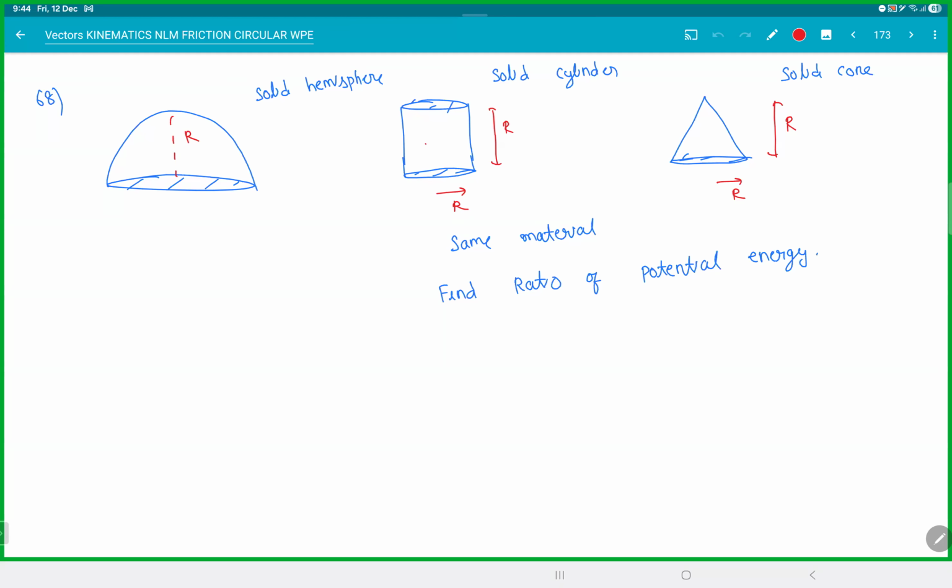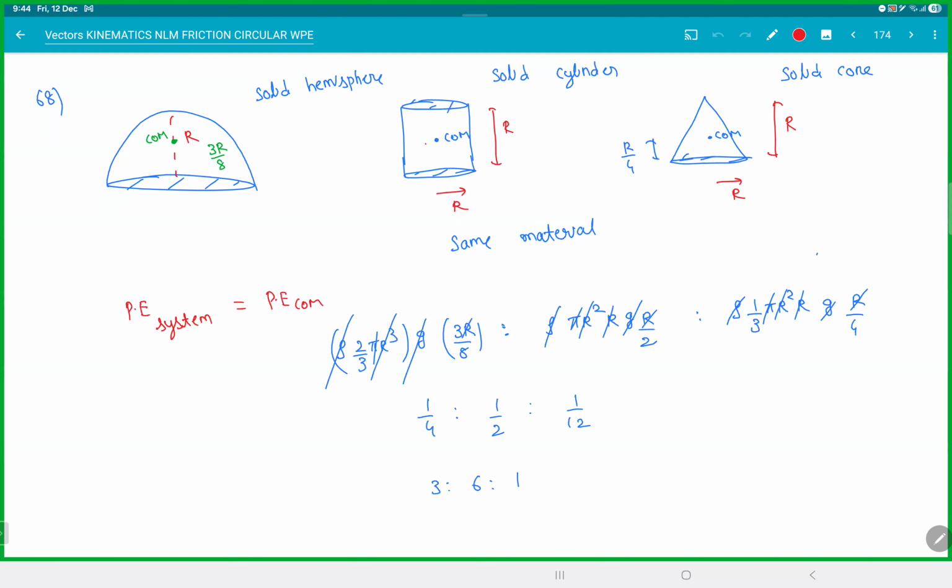What is the answer? 3 is to 6 is to 1. Check. What is the potential energy in this system? mg, h of center of mass. So the first mass is rho into 2 by 3 pi r cube. The next mass is rho into pi r square h. The next is rho into 1 by 3 pi r square h. And you know the centers of mass.